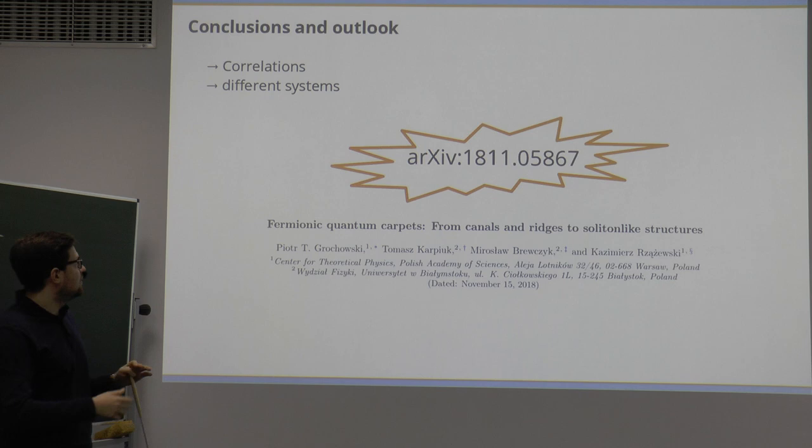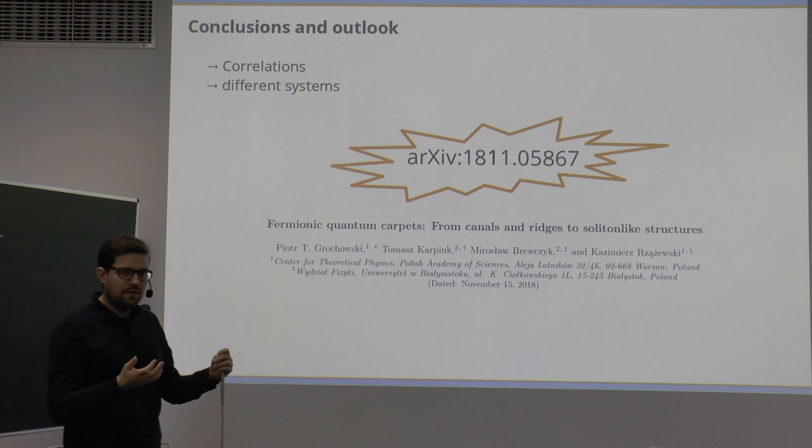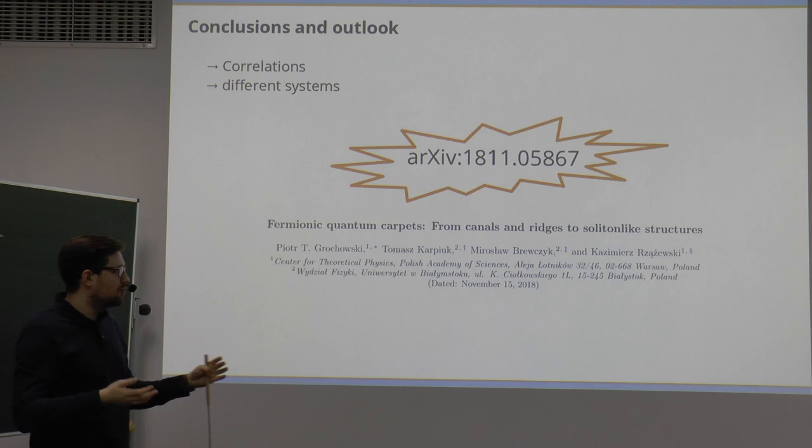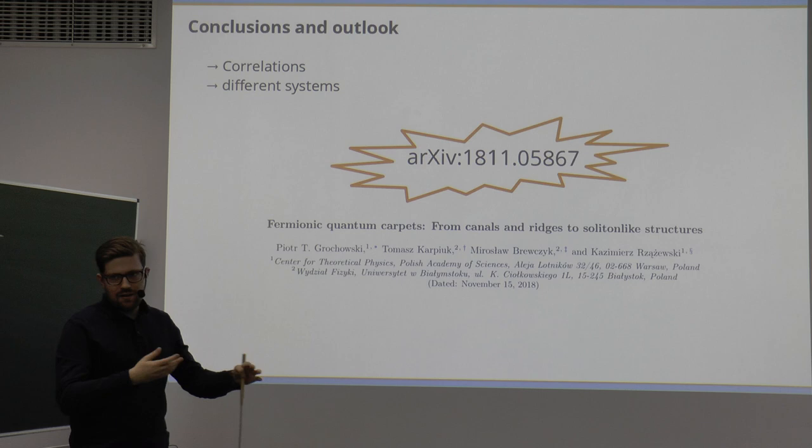The second route is just to consider different systems. It was, of course, done in many different systems. Many people checked whether there is a quantum carpet in many different systems, but we still could imagine different systems in which we can see this quantum carpet, and that was not explored before.